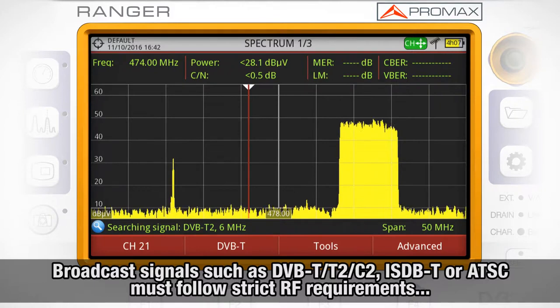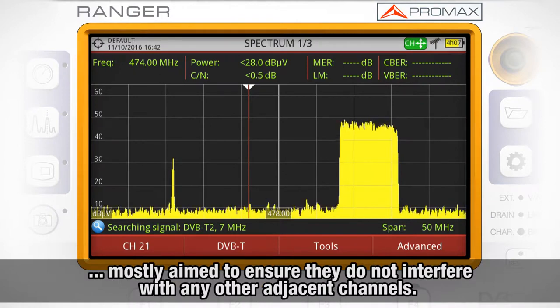Broadcast signals such as DVB-T, DVB-T2, DVB-C2, ISDB-T or ATSC are constructed to follow strict RF requirements, mostly aimed to ensure they occupy the bandwidth they have been assigned and they do not interfere with any other adjacent channels.